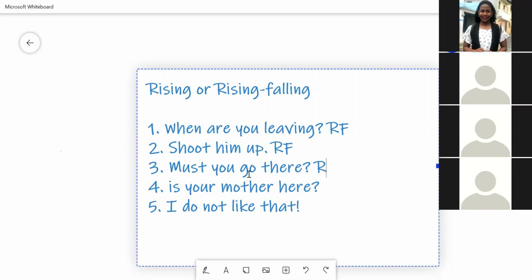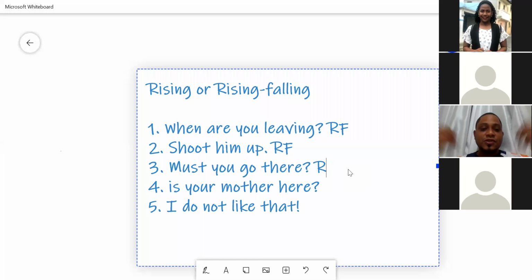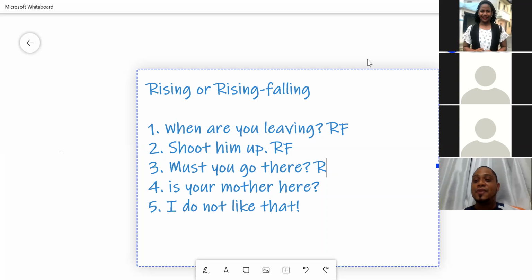And it is a question that can be answered with what? Yes or no. A yes-or-no question. Listen, it doesn't matter. You don't even have to look at whether it has a WH or not. If you ask yourself the question and you can answer with yes or no, it is rising intonation. So that's another trick that we can use.